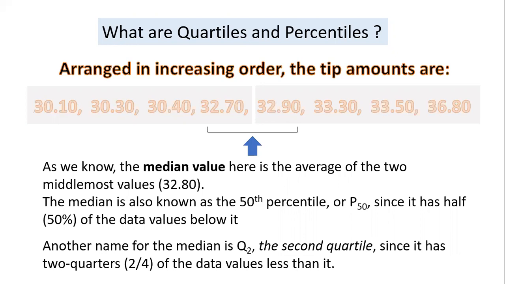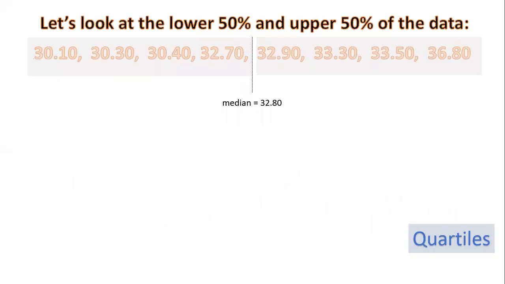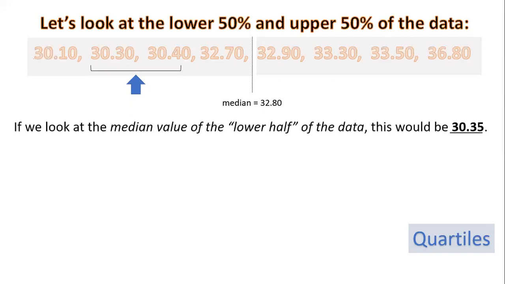values less than it. Continuing in that fashion, let's look a little bit more closely at the lower 50% and the upper 50% of this data set. Now, the values below the median, the four values below 32.80, they have a median themselves. It would be the average of $33.30 and $30.40. The median value for that lower half of the data would be $30.35.